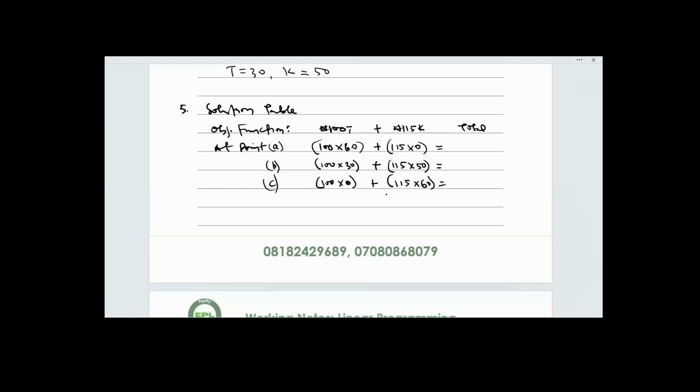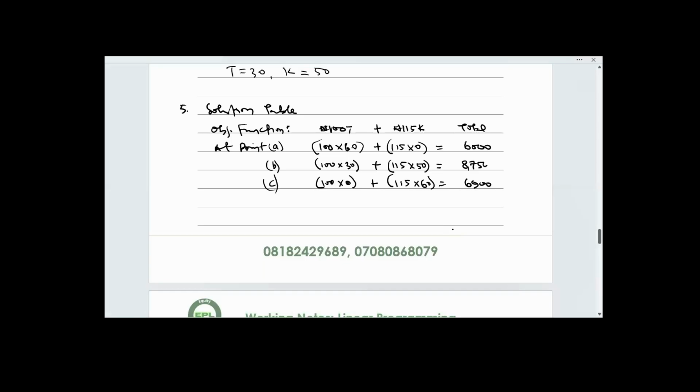So I need to multiply and give me the answer. 115 multiplied by 60 equals 6,900. What do you have here? Here will be 6,000. 115 multiplied by 50 plus 3,000 equals 8,750.